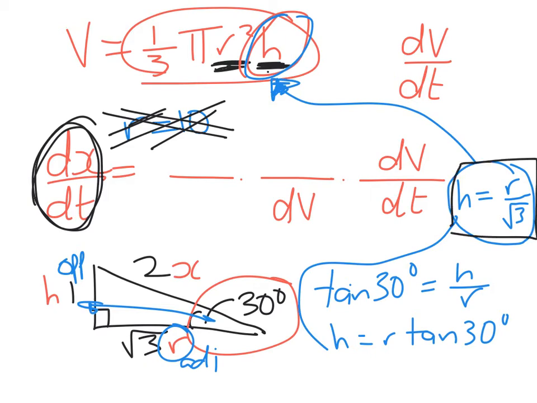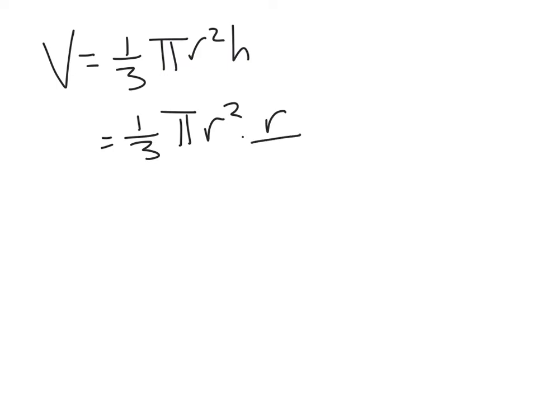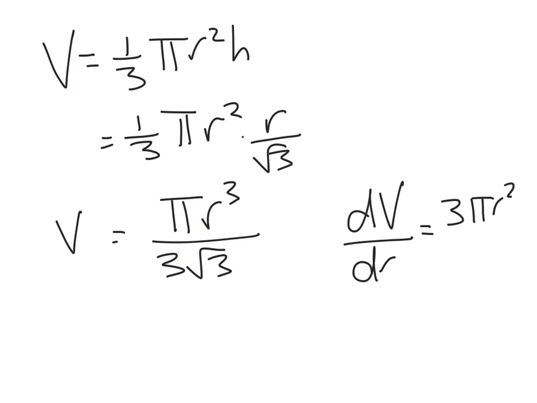So now we can put h into my volume formula. I'm going to do that next. V is equal to 1/3 pi r squared h, which equals 1/3 times pi r squared times r over root 3. Told you this would be slow. So that's pi r cubed over 3 root 3. That means that now I can get dv by dr, which is the link between the volume and the radius. So that's going to be 3 pi r squared over 3 root 3, which is just pi r squared over root 3.